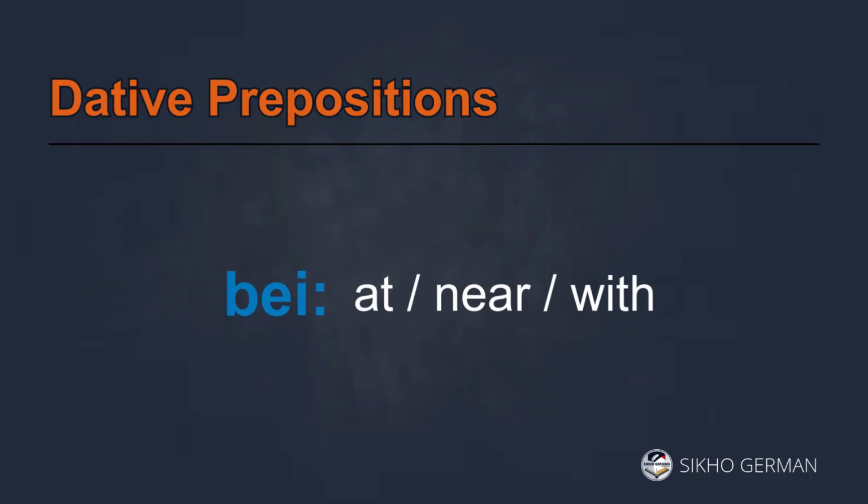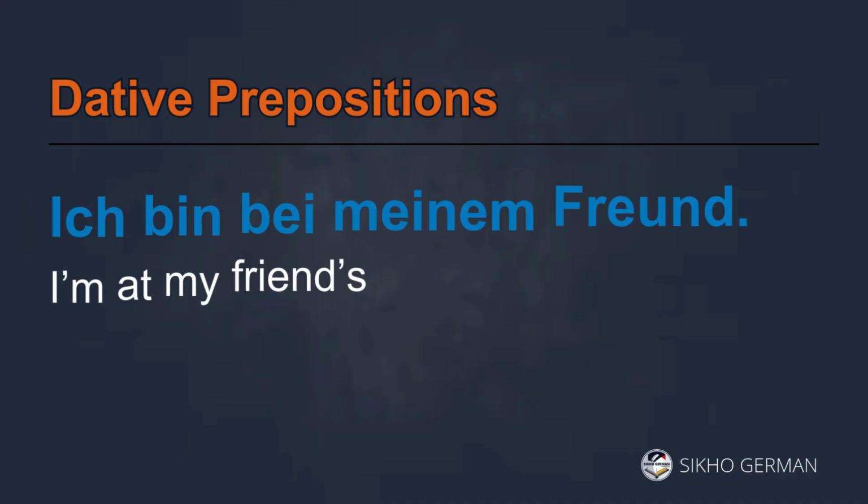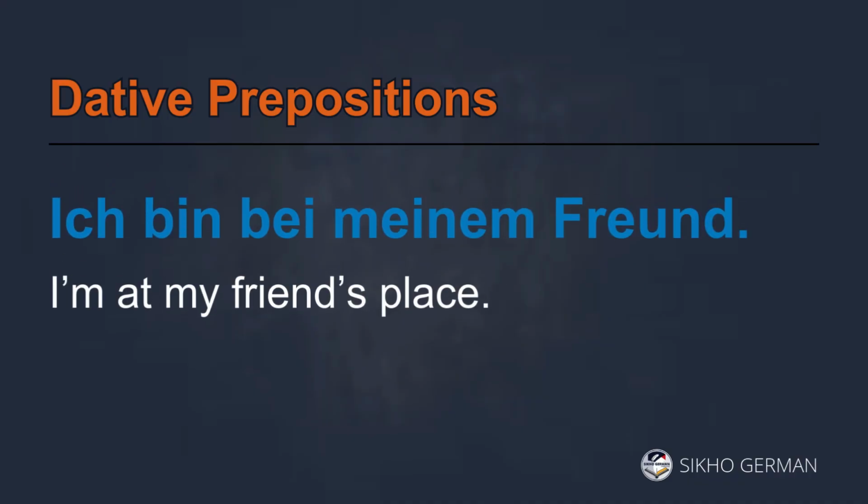Now let's look at bei, at, or near, or with. Ich bin bei meinem Freund. I'm at my friend's place. Mein Freund becomes meinem Freund, dative masculine, after bei. When you're at someone's place, their home, office, etc., use bei. This is very common in German.